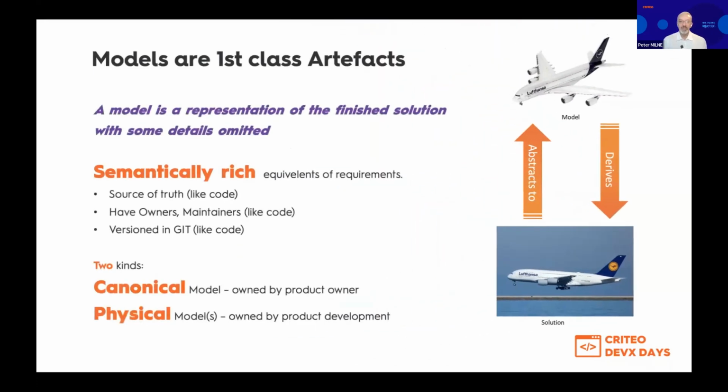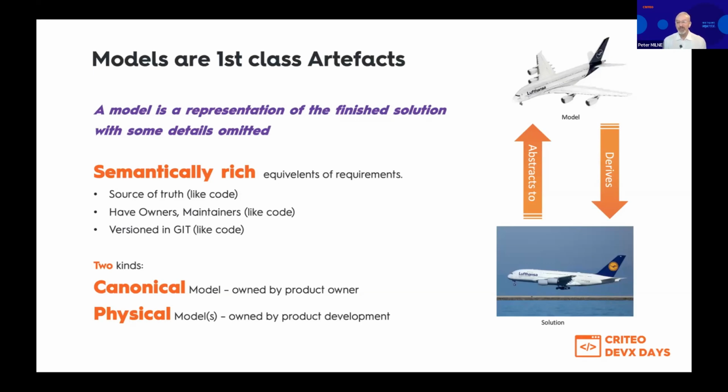So a model is a first-class artifact. It's a representation of the finished solution with some details removed, like the model in this has some size removed and the engines don't actually work and there's no seats inside, but it gives you an idea of exactly what it is. It's semantically rich. It should be a semantically rich equivalent of a product specification or requirement. It's the source of truth. These models are important and we're all very good at not making them.